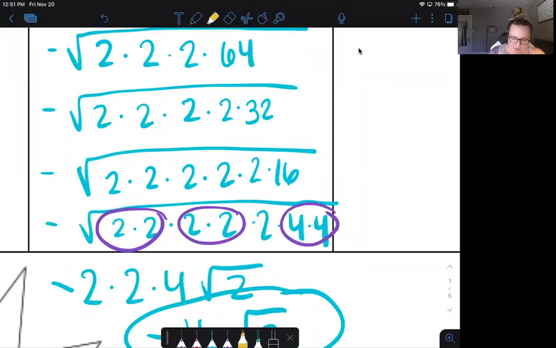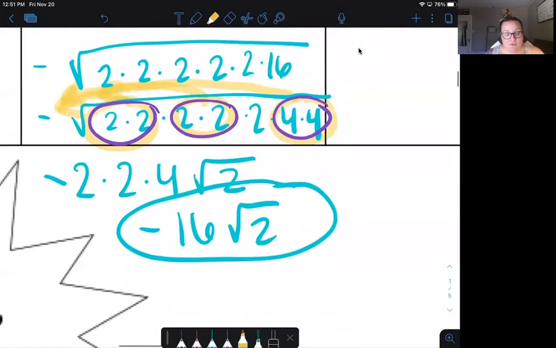Well, then I found a group of 2 2s, a group of 2 2s, and a group of 2 4s. I brought out a 2, a 2, and a 4. So I've got negative 2 times 2 times 4 times root 2, or negative 16 root 2.